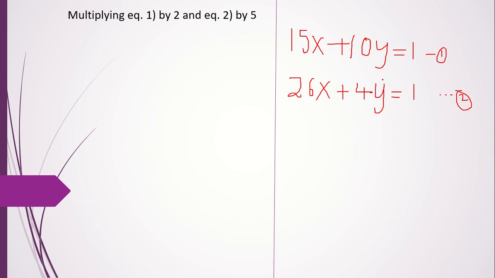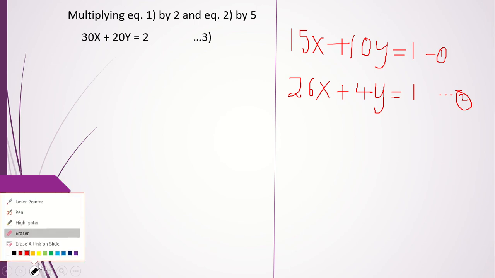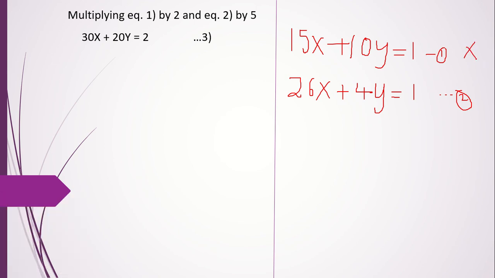Now one way is you could multiply equation number 2 by 10 and equation number 1 by 4. What you would get is 40y and 40y, so 40y would get cancelled and you would get the value of x. But 40 is a little bigger number. What is done here is multiplying equation number 1 by 2, because with that also we are getting things eliminated, and equation 2 by 5.